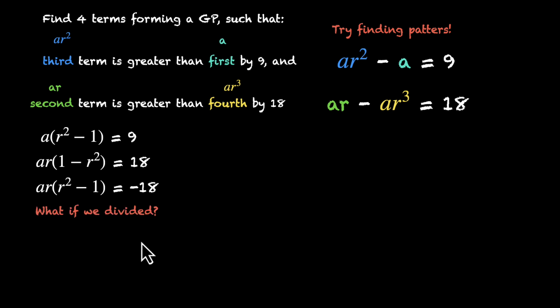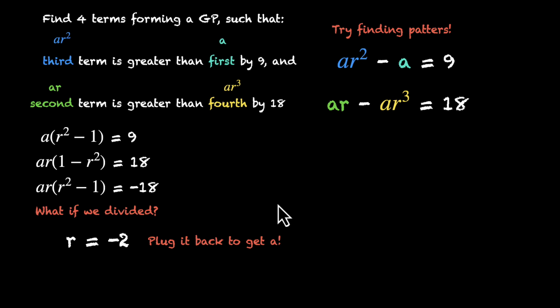Try dividing these two. So if we divide the third one with the first one, R square minus 1 cancels out and A cancels out. We're only left with R here. And on the right side we have minus 18 by 9, that's minus 2. So R is equal to minus 2. Now we can plug this back to get A.